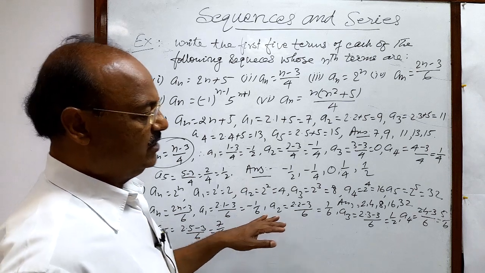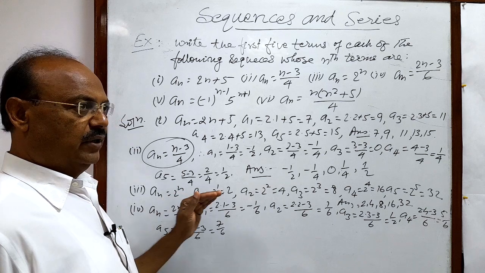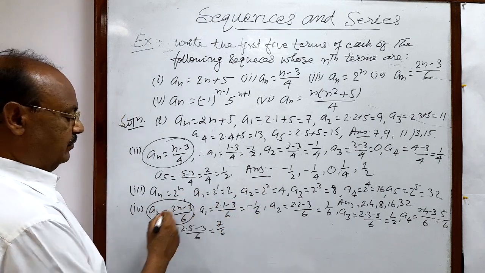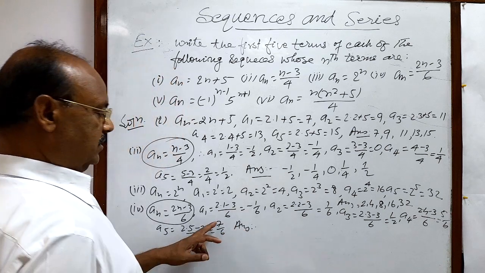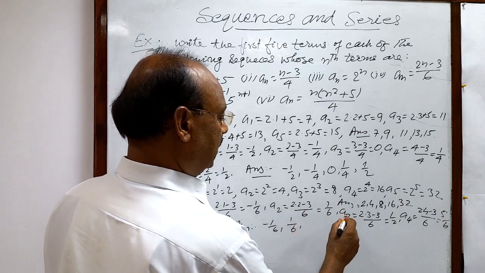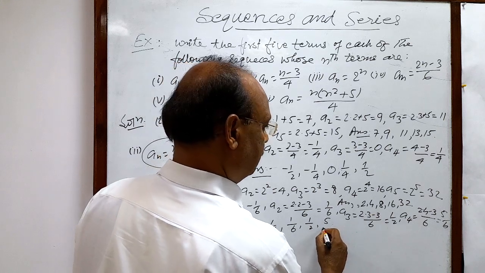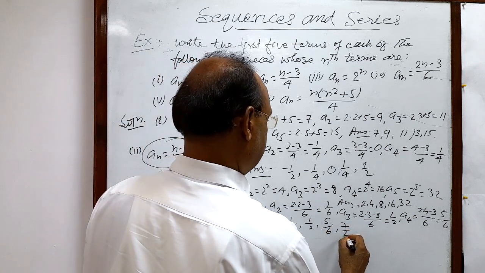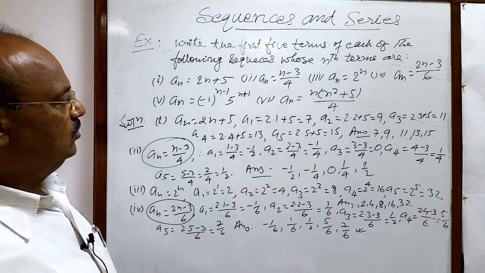So in this way, we get all the 5 terms by putting the value of n equal to 1, 2, 3, 4, 5 respectively with the help of this general term. Okay. So here the answer is: first term is −1/6, second term is 1/6, third term is half, fourth term is 5/6, and fifth term is 7/6. Okay. So this is the answer. Fine. Hope you are getting the solution.